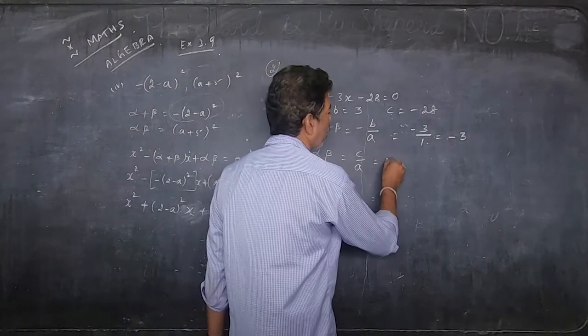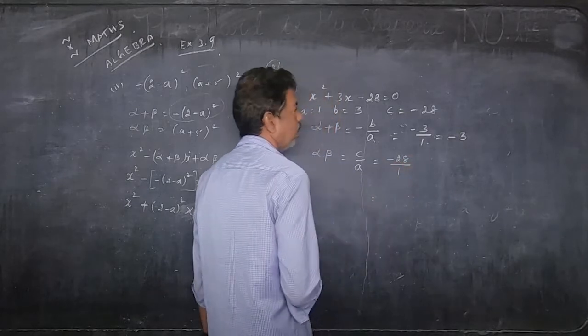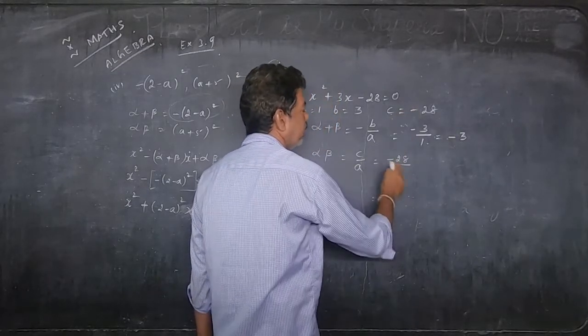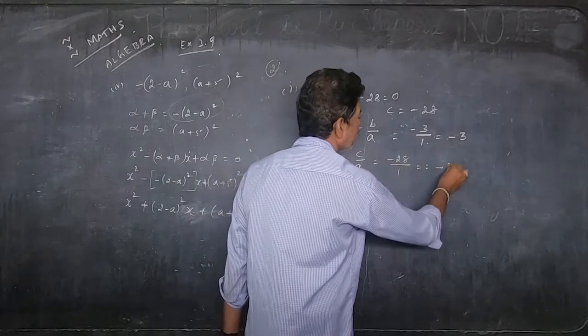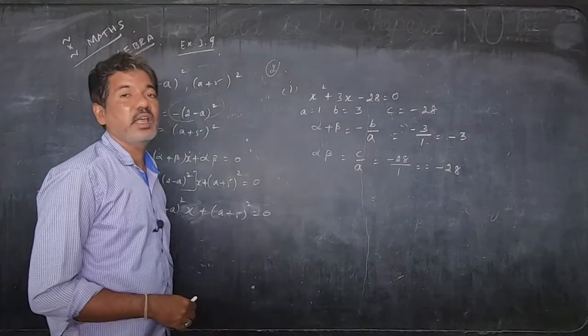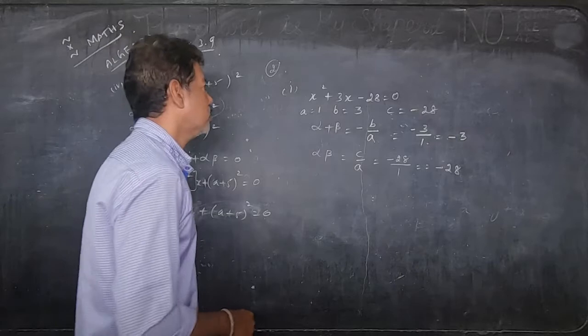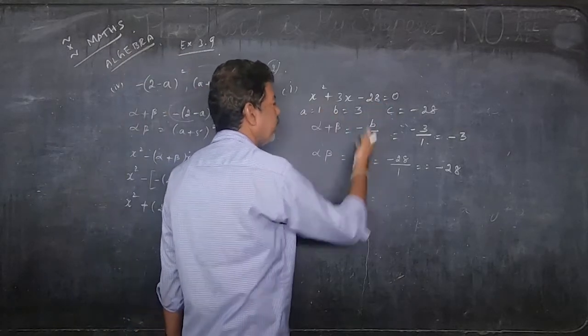C by a is what? Minus 28 by 1. Value minus இருக்கு. அதனால minus 28 by 1 equal to minus 28. This is called sum of roots and product of roots. Equation directஆ இருந்தா நம்ம ஈஸியா போட்டுடலாம்.